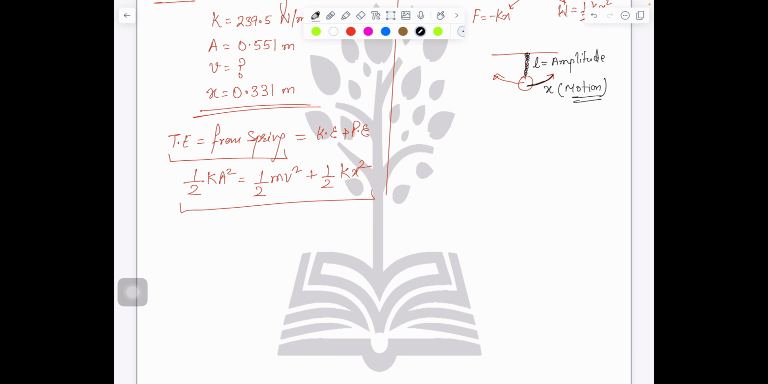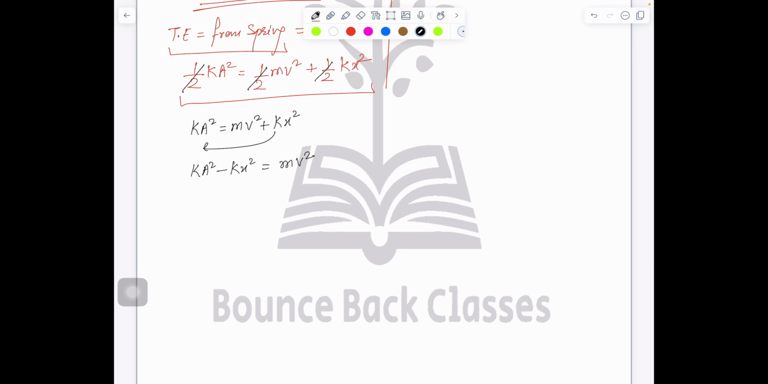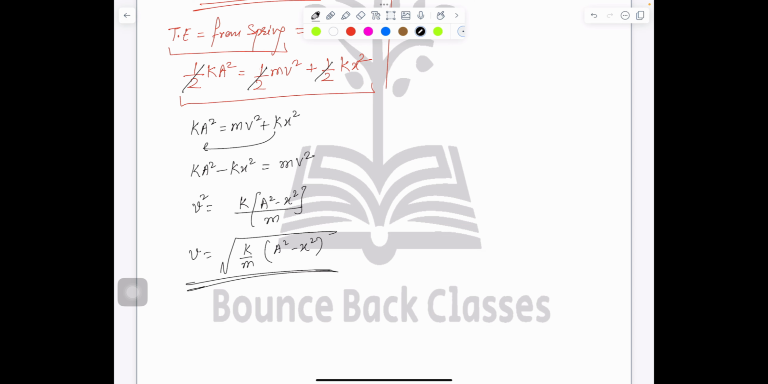Cancel the half from all the parts. So you get k a squared equals m v squared plus k x squared. Take this value to this side: k a squared minus k x squared equals m v squared. Now solve. You need to find the velocity. v squared equals k times a squared minus x squared, divided by m. So velocity equals the root of k by m times a squared minus x squared. Clear? Now just place the values.